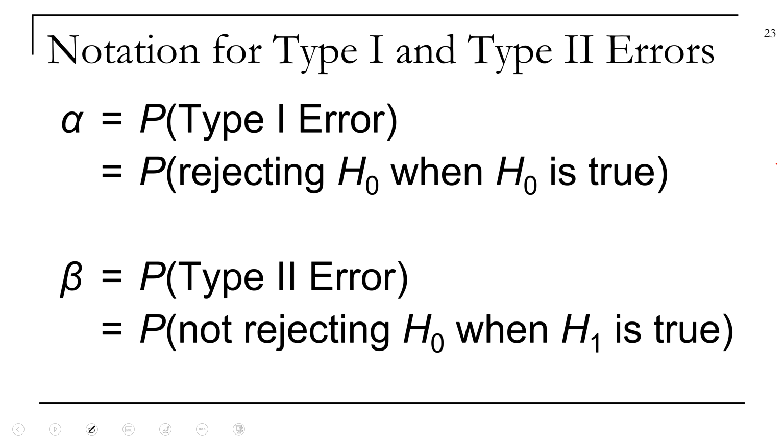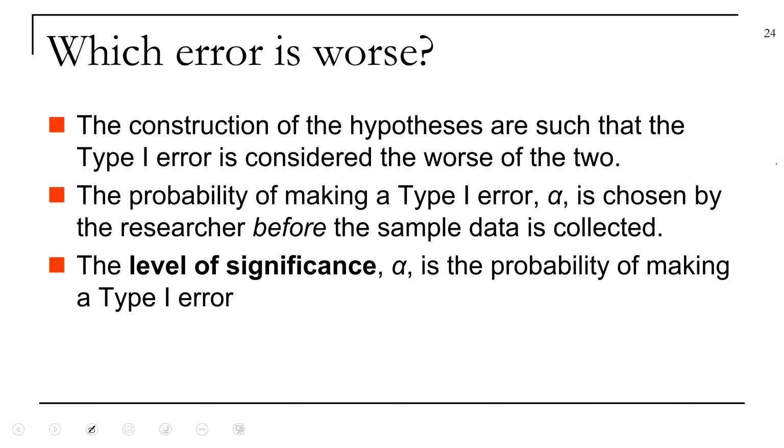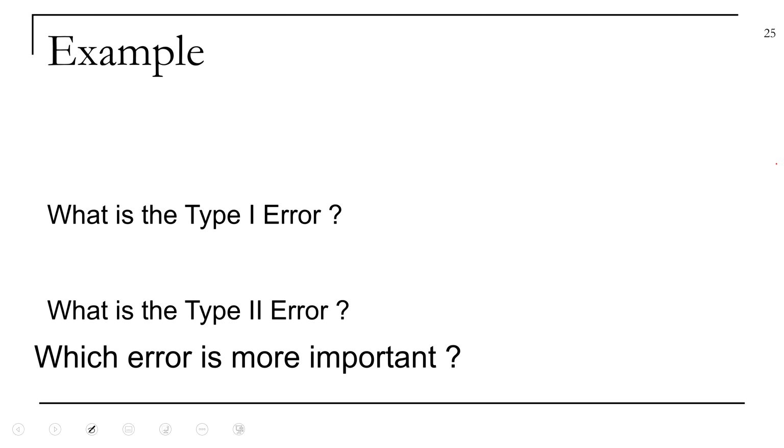Now we have notation for this. Alpha is called the probability of a type 1 error. Beta is called the probability of a type 2 error. Which error is worse? We usually say that type 1 error is the worst one: reject the null when it's true. You don't want to say the null is false unless there's a ton of information saying it's false. You don't want to reject the null that often. So usually we set alpha to be very small because we don't want to be having a type 1 error that often.